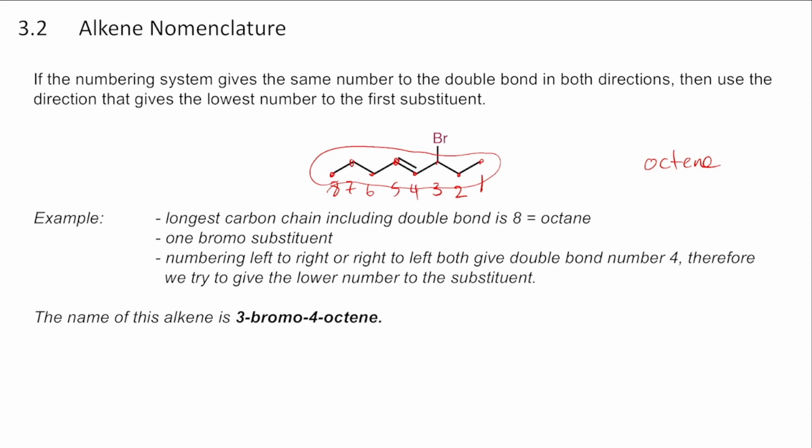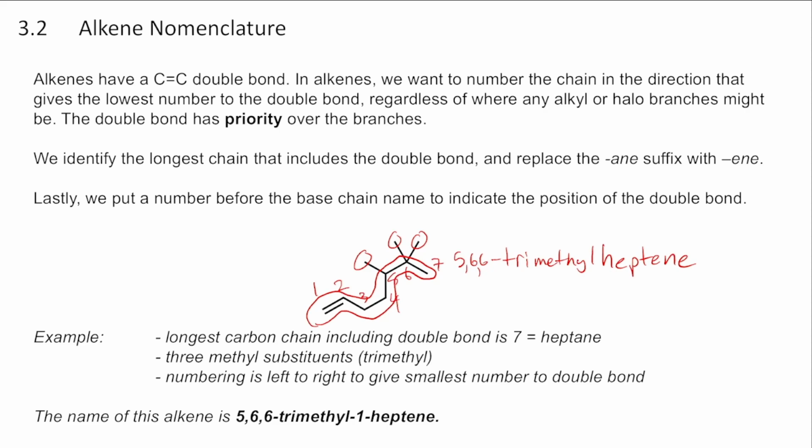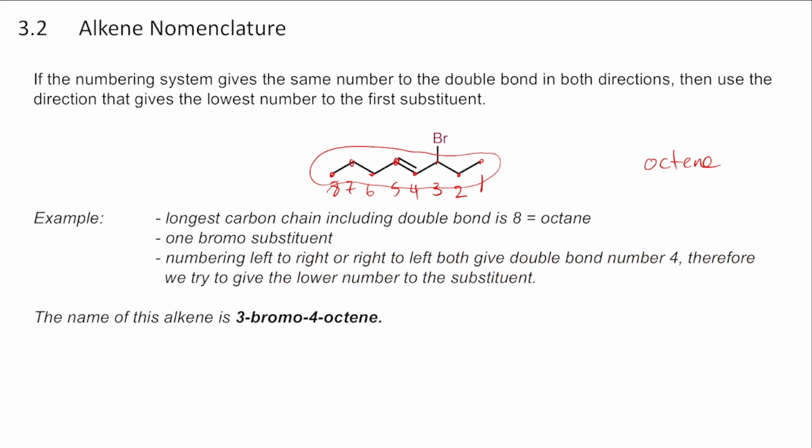One thing that we have to do when we're naming alkenes is actually indicate the position of the carbon-carbon double bond itself. We did this in the previous example by putting a 1 in front of the name heptene, because carbon 1 is the first carbon where that double bond starts. It's between carbons 1 and 2. In this case as well, we want to say this is a 4-octene because carbon 4 is where that carbon-carbon double bond starts. So this molecule will be named 3-bromo-4-octene.